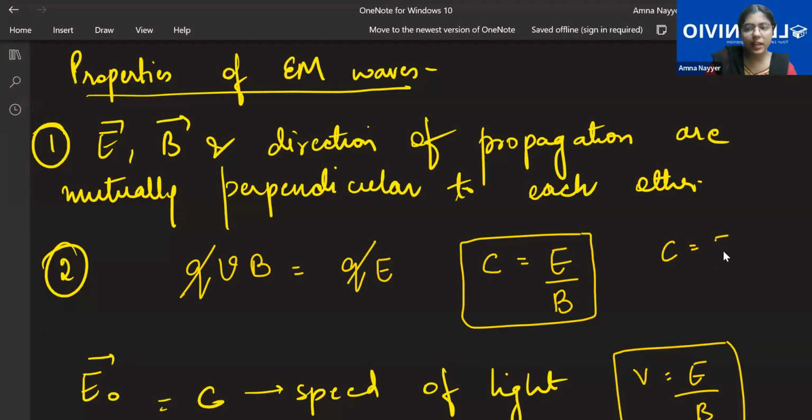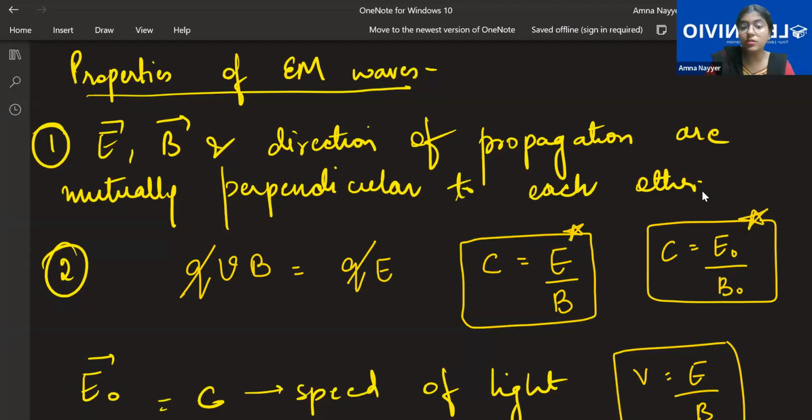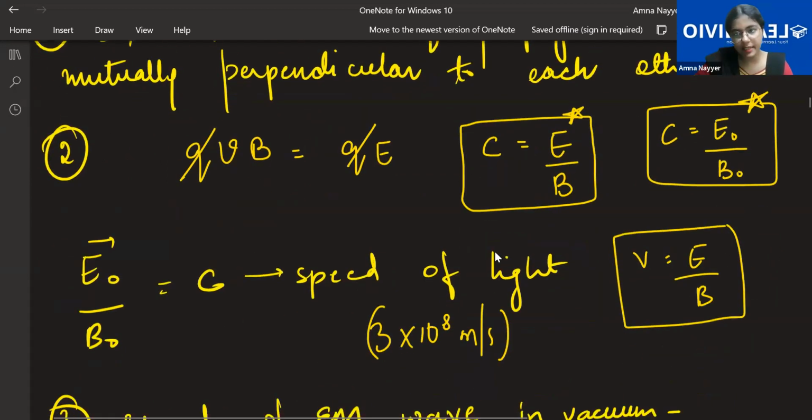And if we take the peak value, then this will be E naught, this will be B naught. This is often used in the numericals. This one is very important. What's the speed of light? You don't remember the speed of light? I have told you. When we discussed the electric field, I told you electric field travels with the speed of light because of electromagnetic wave. 3 into 10 to the power 8 meter per second.